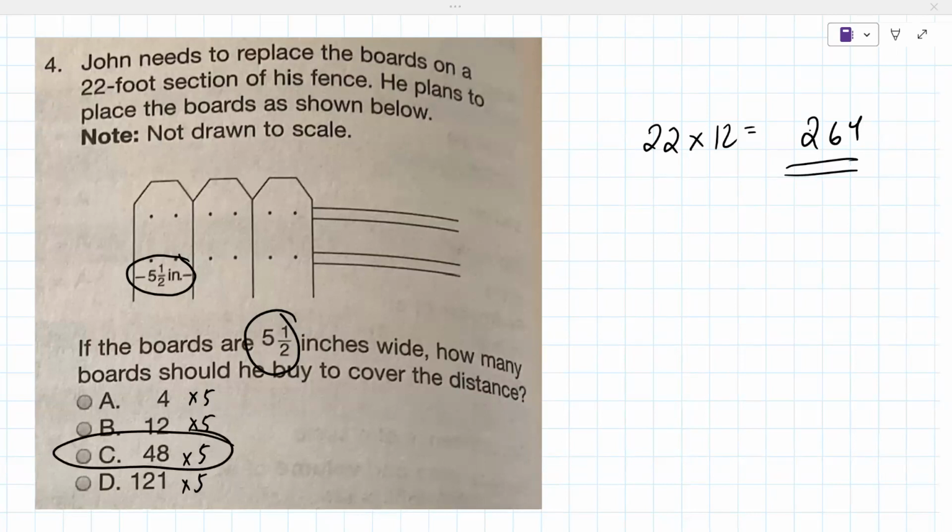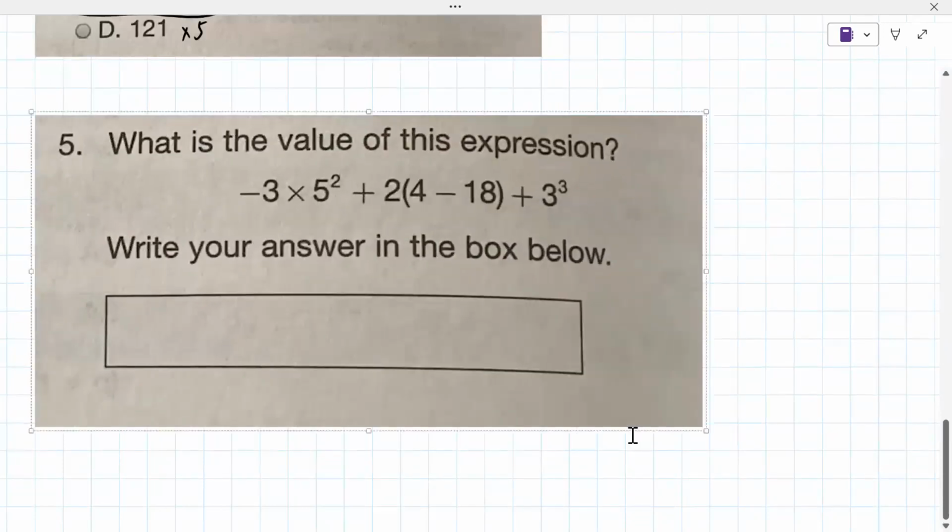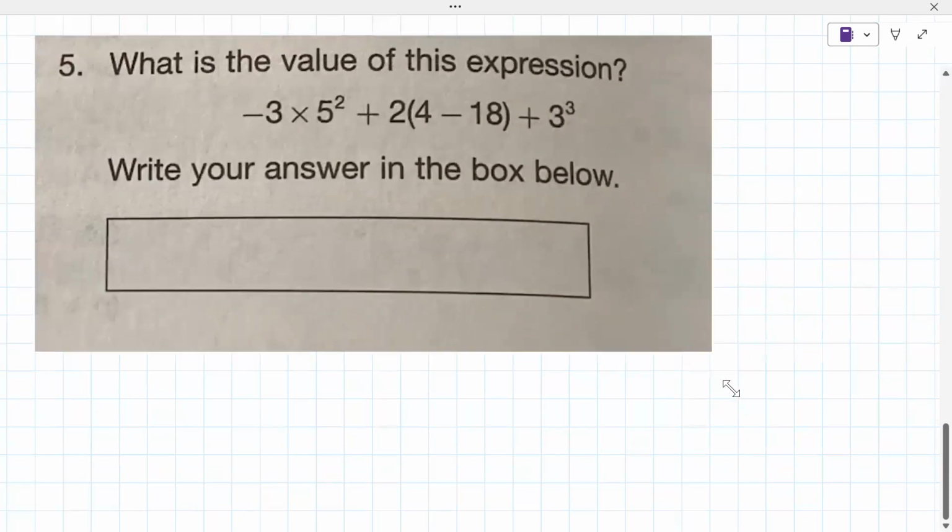I guess not all of them are multiple choice, because 5 is one where you would have to type in the answer. And this is very close to number 2 with order of operations, so just keep that in mind while you're looking at this one. Let me frame it better. There we go.